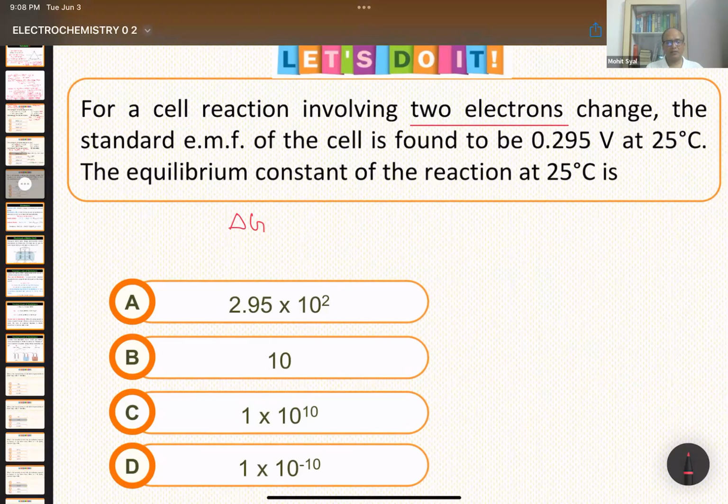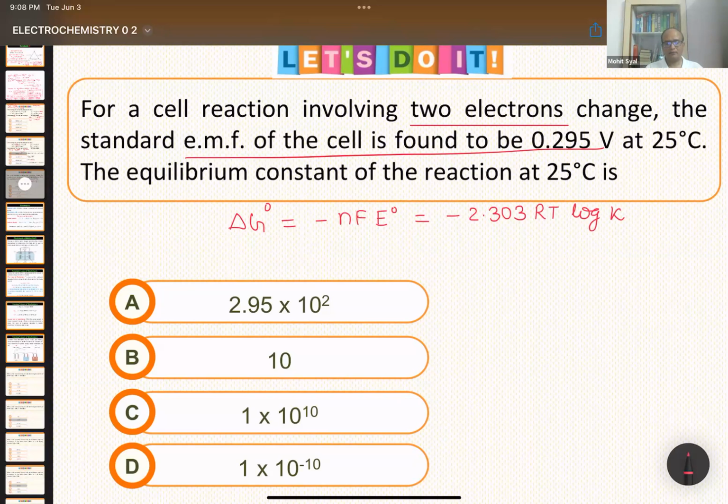Standard EMF of the cell is found to be this much. Okay. So E naught is given. Delta G naught equals minus nFE naught, equal to minus 2.303 RT log K. Okay, and they are asking us the equilibrium constant at 298 Kelvin. So, log of the equilibrium constant: directly we are not going to get K. We are first going to work with log K.